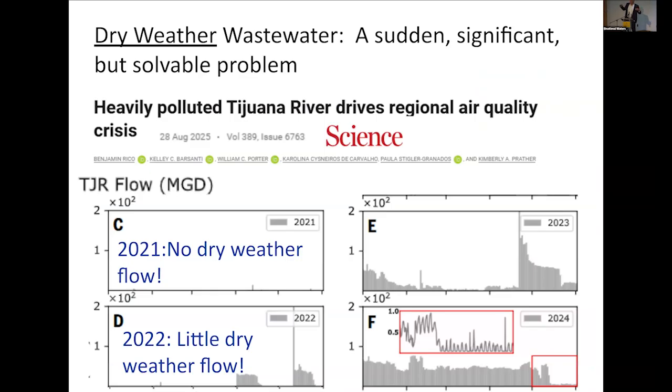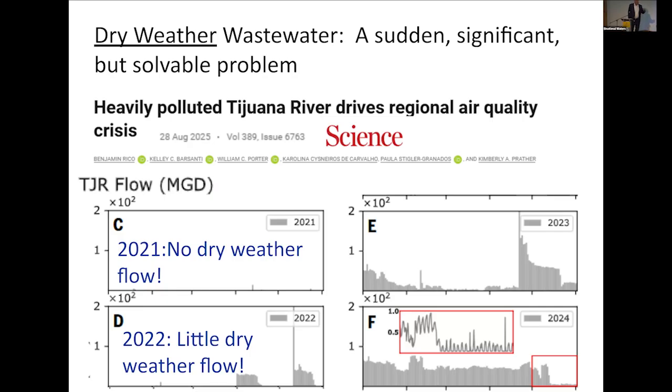I want to carefully separate wet weather wastewater from dry weather wastewater. So dry weather wastewater is what has been in the news, and I'm going to argue that it's a sudden, significant, but very solvable problem. So this is from a recent study on the associated air quality impacts that have occurred along with the dry weather wastewater flows. But I want to emphasize that as recently as 2021 and 2022, there were almost no dry weather flows in the Tijuana River.